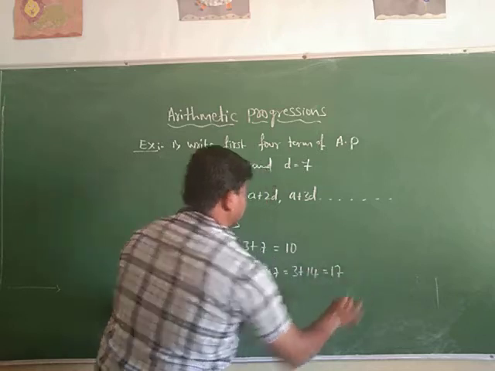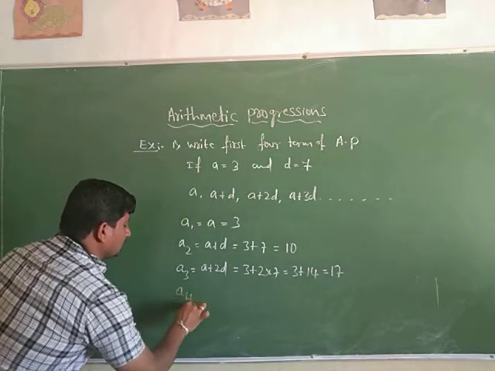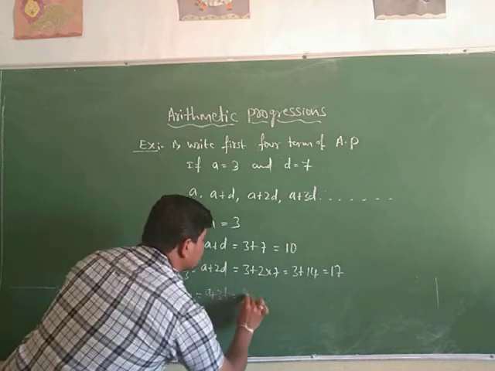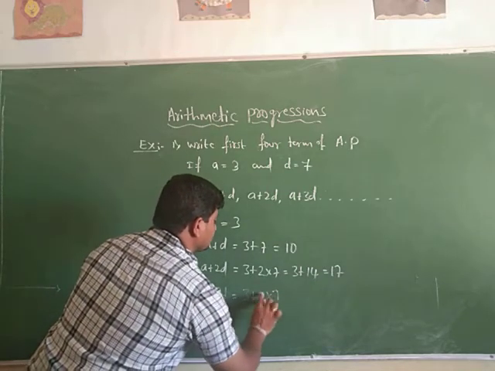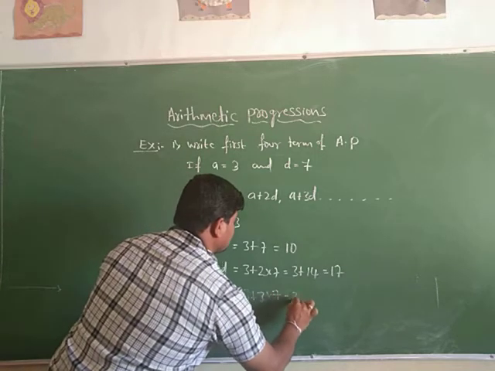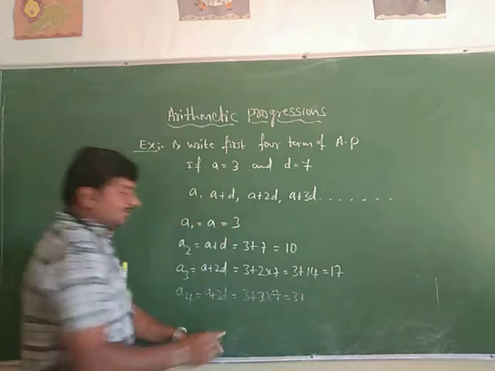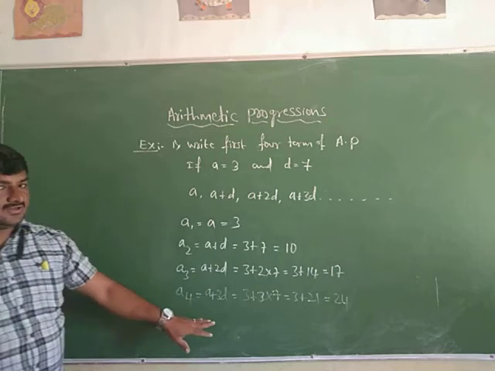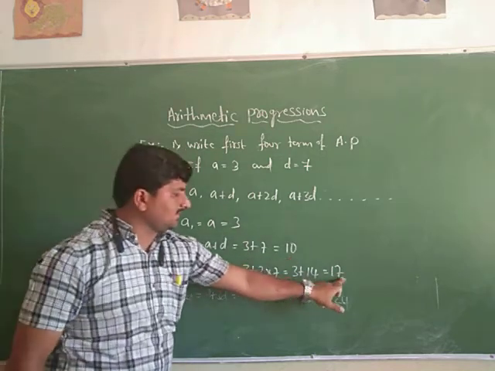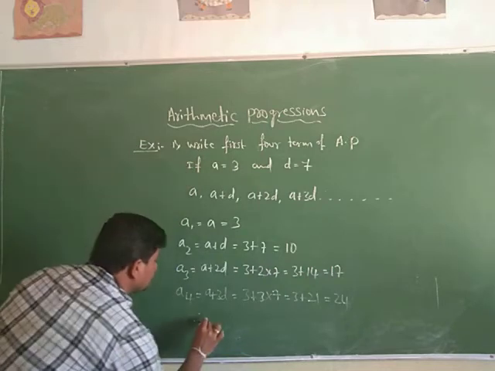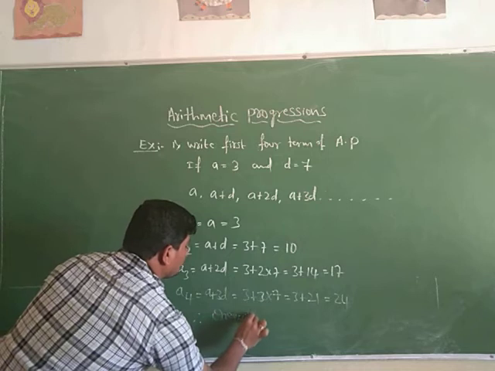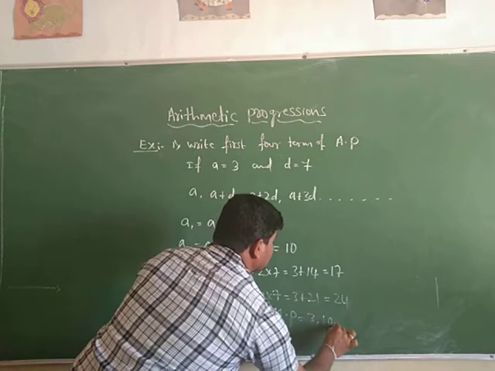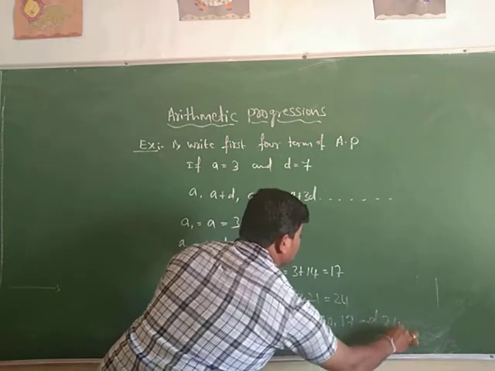So it is 17. Similarly, the fourth term, a4, is equal to a plus 3d. That is 3 plus 3 into 7, that is 3 plus 21, which is 24. Therefore, the first four terms of the AP are 3, 10, 17 and 24. So the required AP is 3, 10, 17 and 24. Clear?